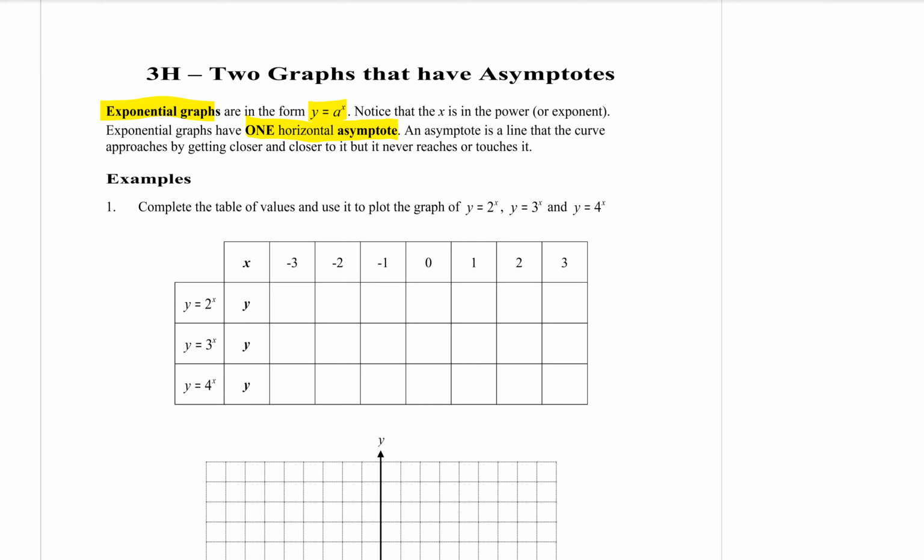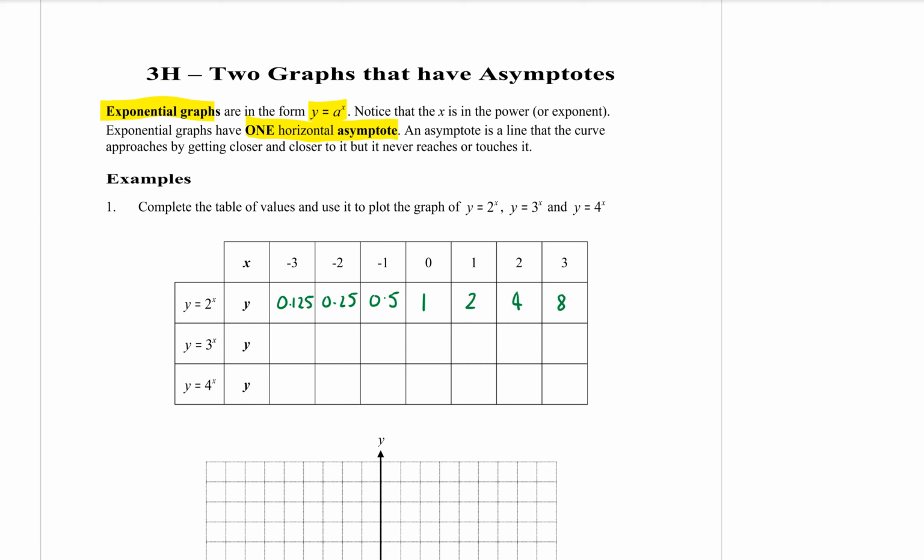Okay, so we're going to fill in our table of values to draw 3 exponential graphs. On your calculators, we type in 2 to the power of negative 3, doing this equation first. 2 to the power of negative 3? 0.125. 2 to the power of negative 2? 0.25. 2 to the power of negative 1? 0.5. 2 to the power of 0? 1. 2 to the power of 1? 2. 2 to the power of 2? 4. And 2 to the power of 3? 8. Good job. Let's fill in the whole table while we're at it, okay?